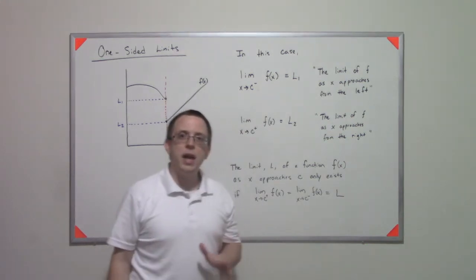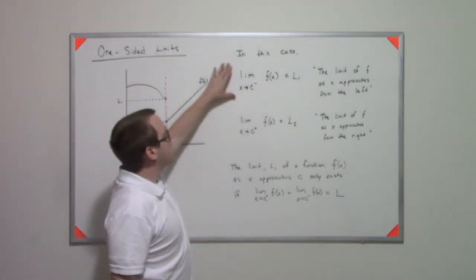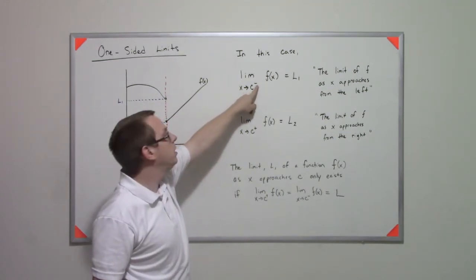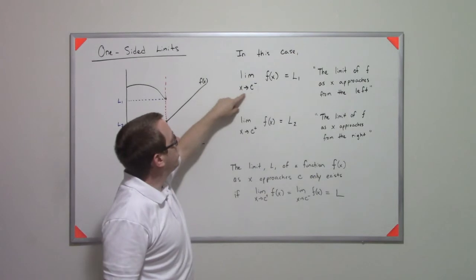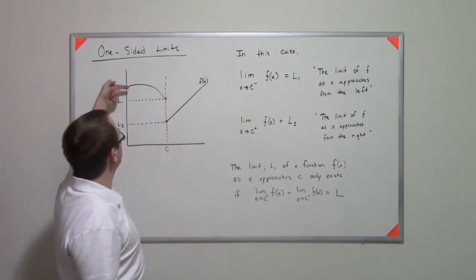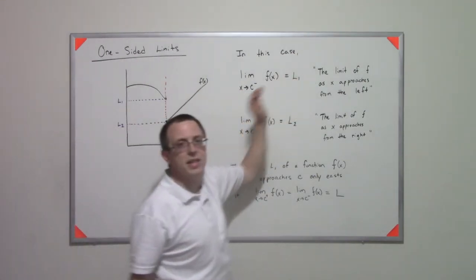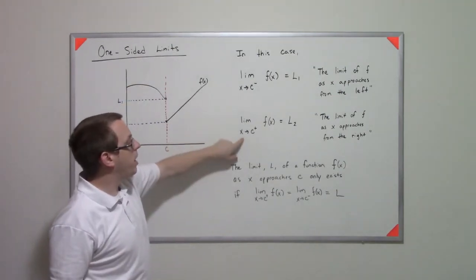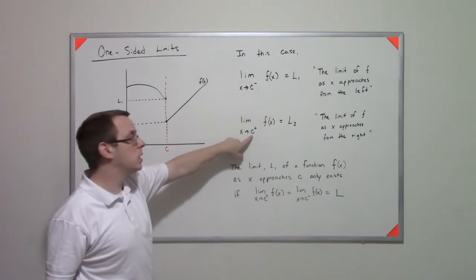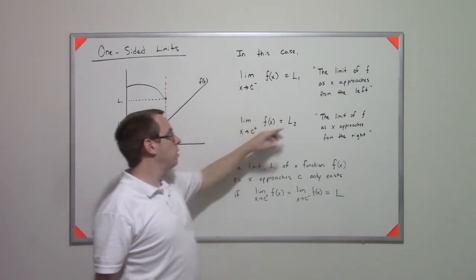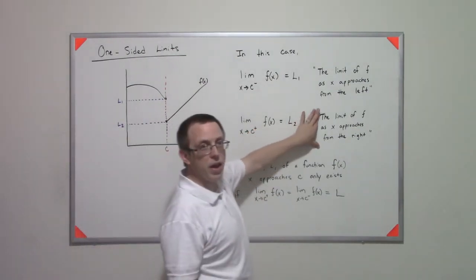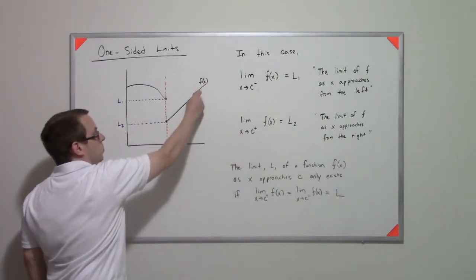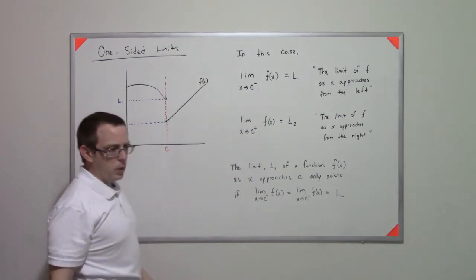And a way of writing that a little more formally is to say we have this limit as x approaches c minus here. And we say that limit is equal to L1. So that's the limit of f as x approaches from the left. And then in this case we have x approaching c plus, and that's going to be L2. So again, that's the limit of f as x approaches from the right. So I go towards L2.